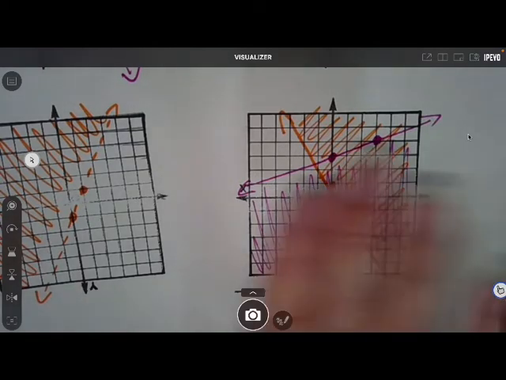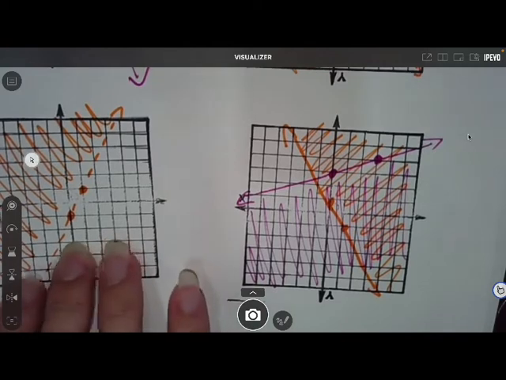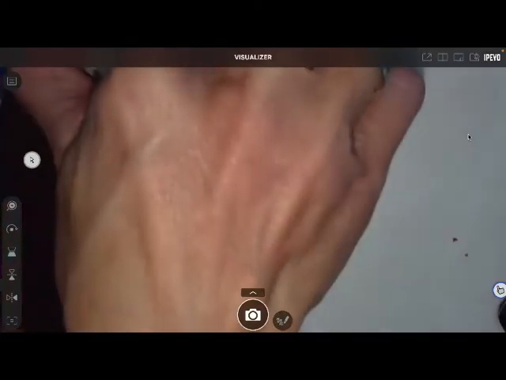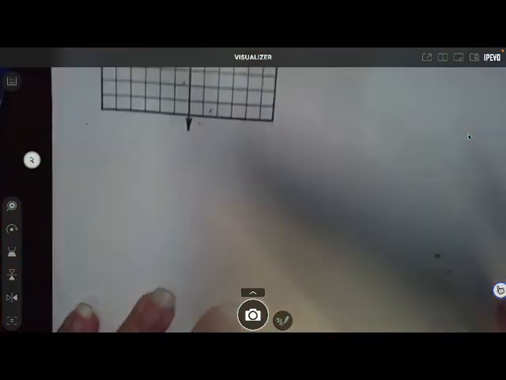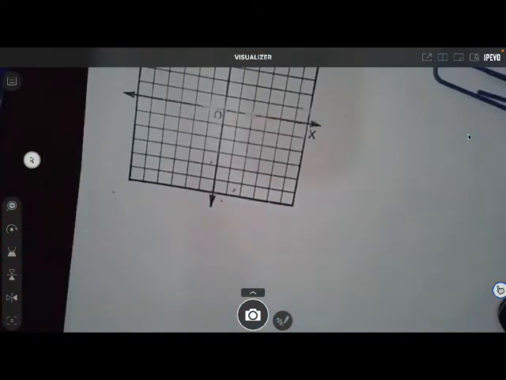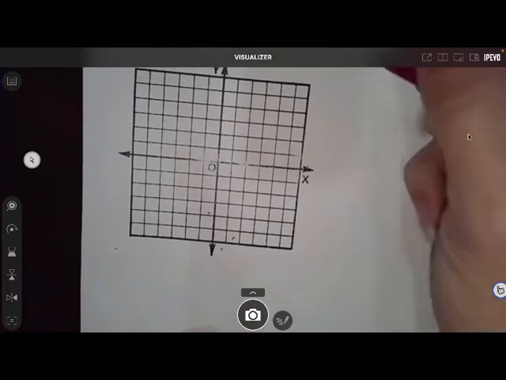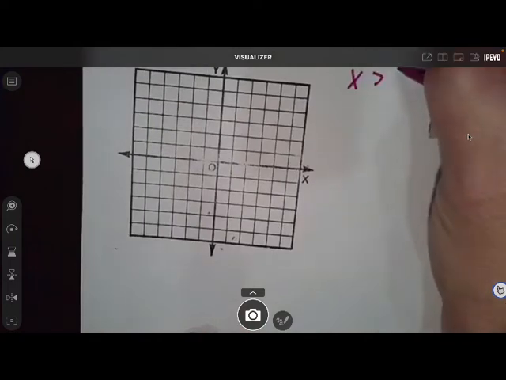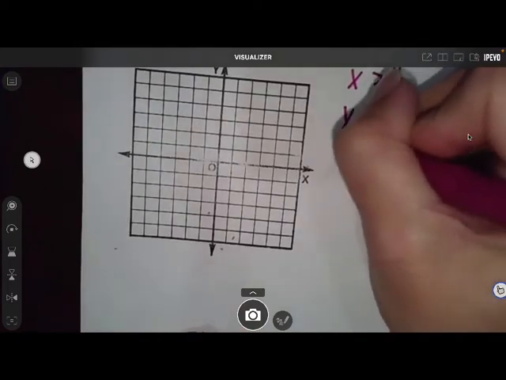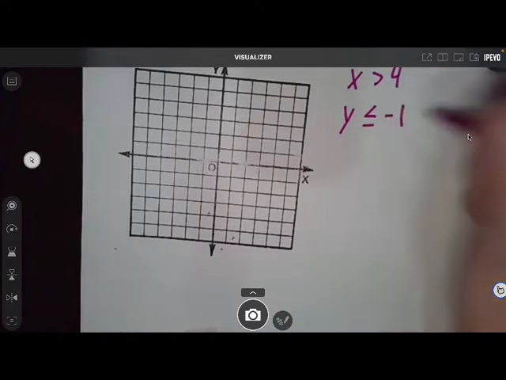Now, number 5 is different. I'm not going to do your number 5. I'm going to do one kind of like it. Let me see what yours says. Okay. I'm going to have mine say x is greater than 4 and y is less than or equal to -1.